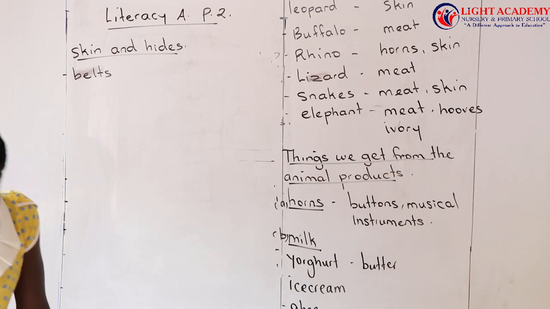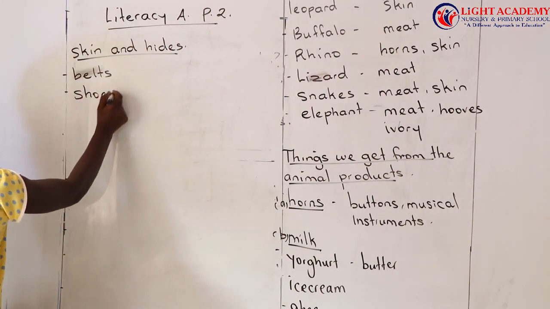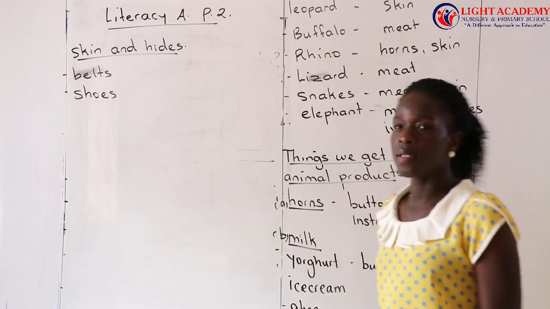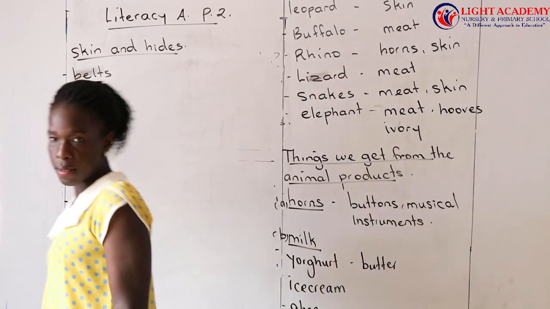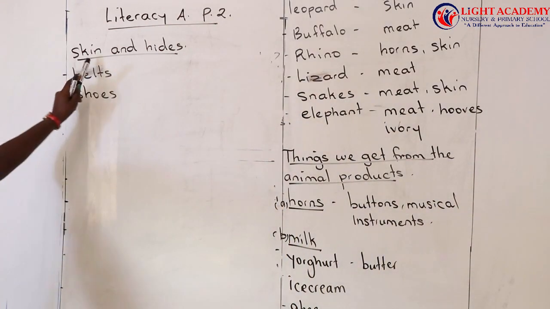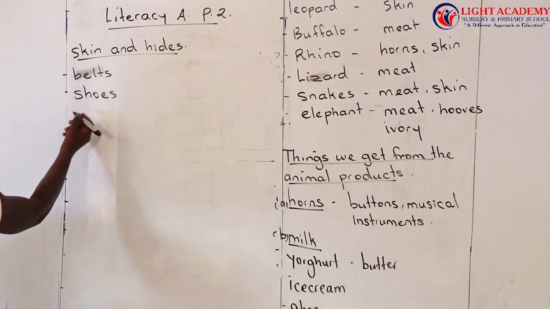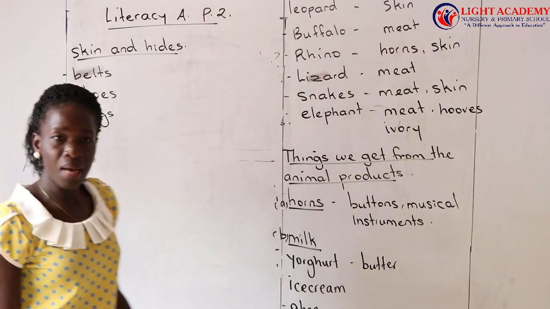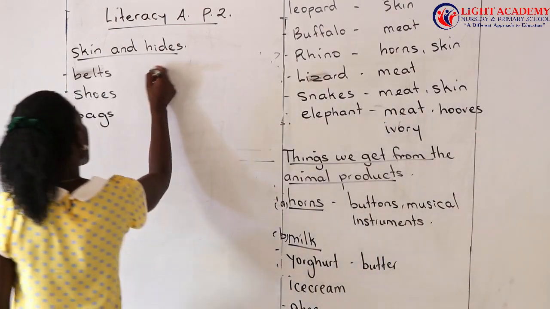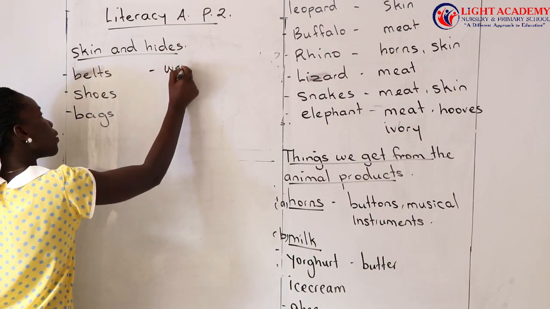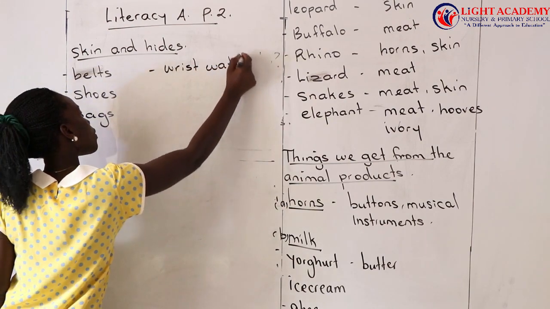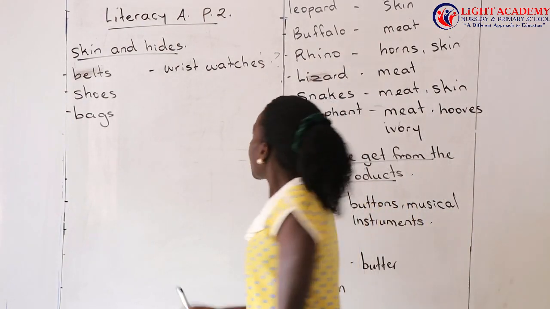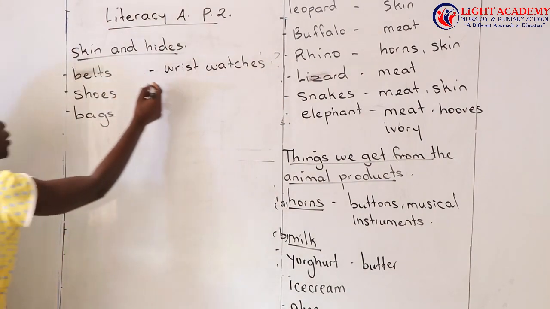And then we have another one, the shoes. From skin we get what you call leather. So all the leather clothes, all the leather products are made from the skin. So we have the belts, we have the shoes, we have the bags. The bags are made out of the animal skin. We have the wristwatches. These wristwatches are made out of animal skin. And then we also have the drums.